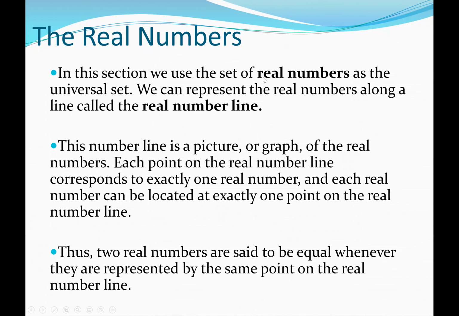In this section, we use the set of real numbers as the universal set. We can represent the real numbers along a line called the real number line. Again, this number line is a picture or a graph of the real numbers. Each point on the line corresponds to exactly one real number, and each real number can be located at exactly one point on the real number line.